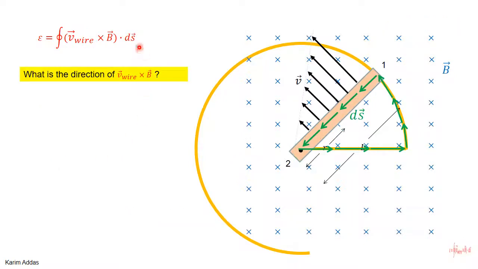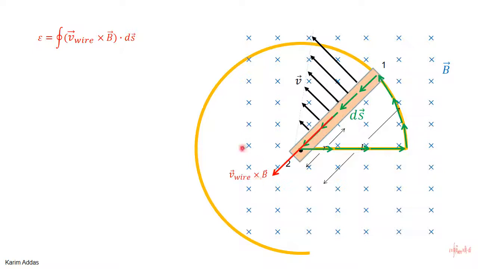So the ds vectors, we're going to go around the loop this way. So these are the ds vectors. And the velocity of the wire, remember, for a rod that's rotating, the velocity gets bigger as you go to larger distances away. What is V wire cross B? What's the direction of this? If you take the V and you take the cross product of V with the magnetic field, which direction does that point in? It points this way. Okay? So we want to get the integration of V wire cross B dot ds.